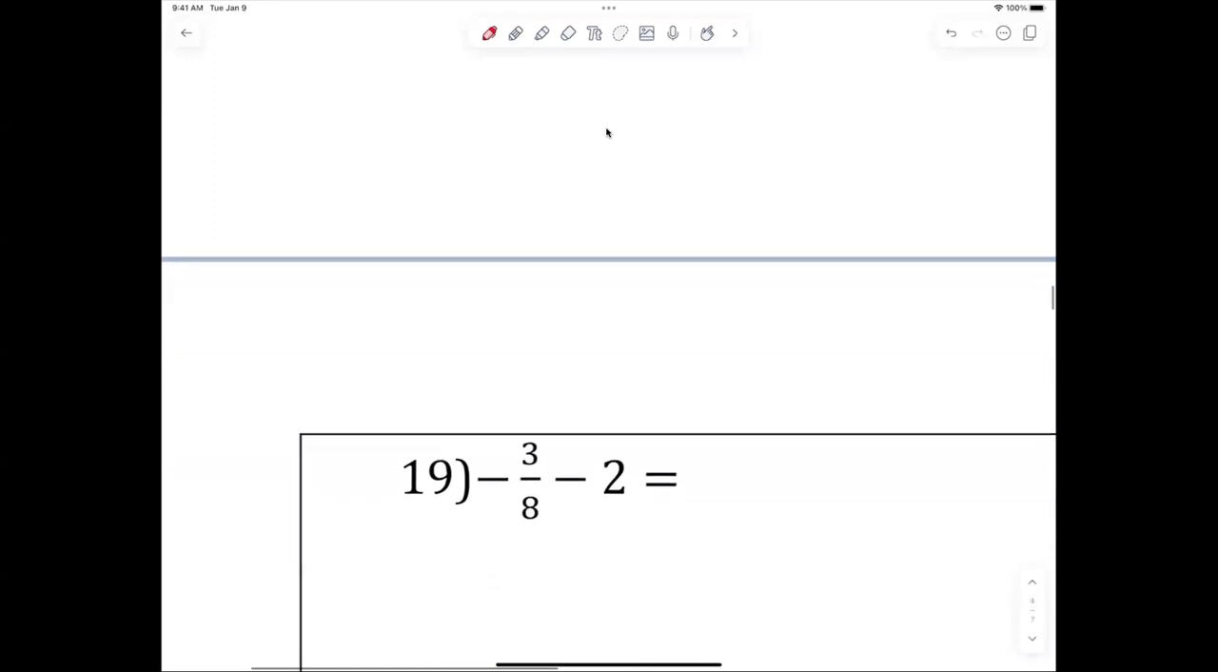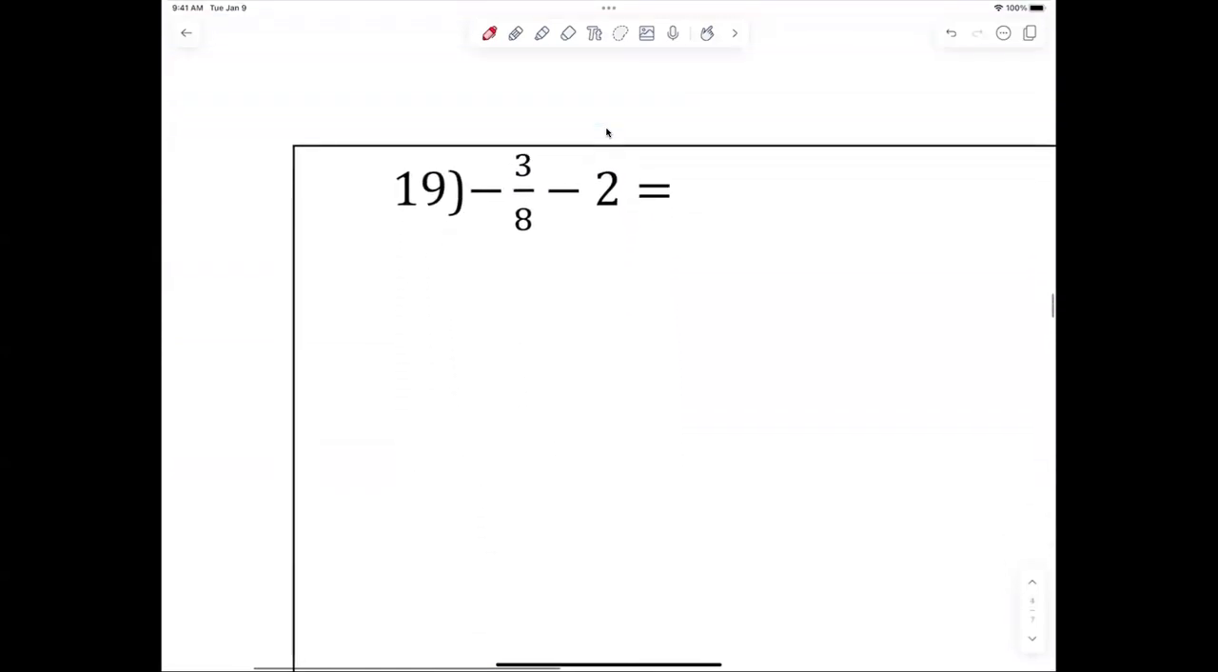Let's look at 19 now. Oh, this one was kind of a tricky one too. Sydney, what are you thinking about this one? I think negative 2 plus negative 3 over 8. Yeah, but just think about it like this. Here, watch me. I have red represents negative. So there's negative 2. And here is, I'm going to try to draw negative 3/8. There's 1/8, 2/8, and 3/8.